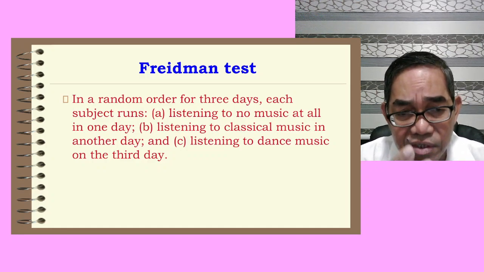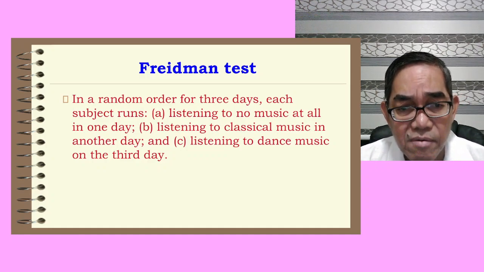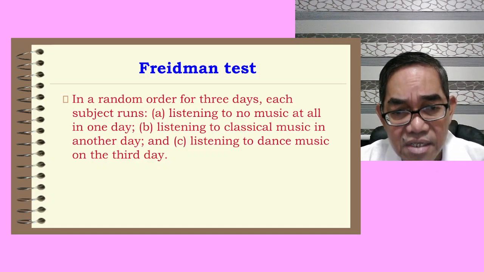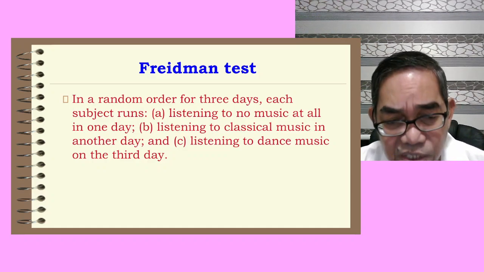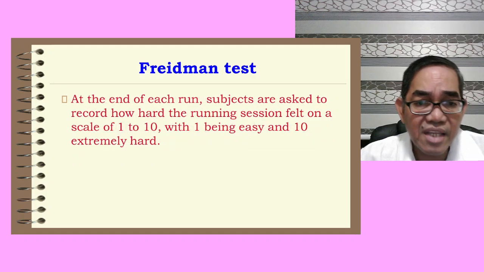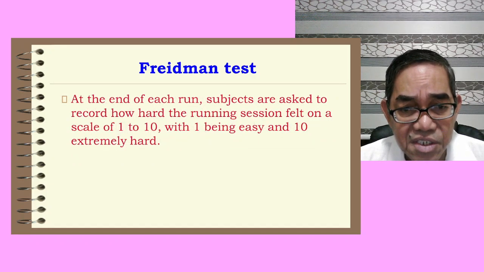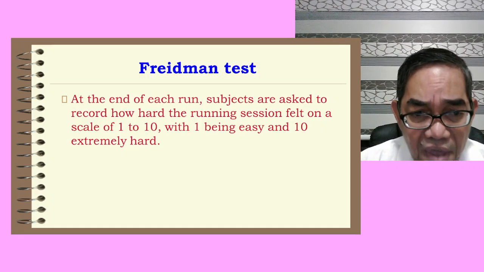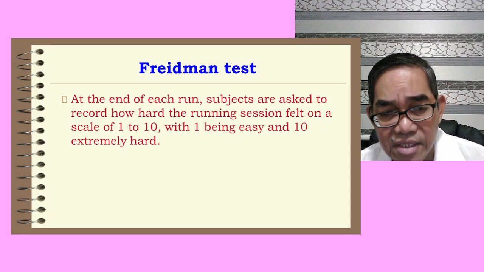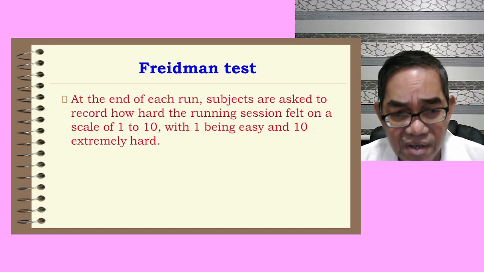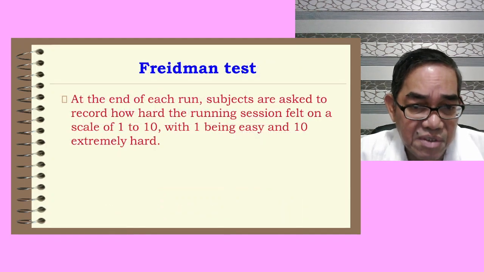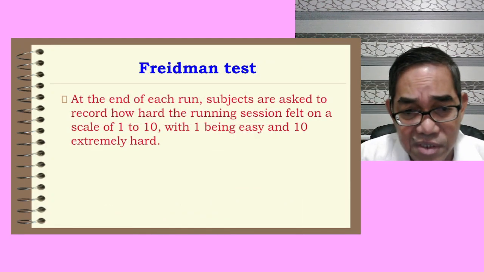and so forth. So each of these 10 participants in a random order for 3 days runs using the 3 different types of music. Now, at the end of each run, each day, subjects are asked to record how hard the running session felt on a scale of 1 to 10, 1 being easy and 10 extremely difficult, extremely hard. Now, when we do a statistical test, we use the Friedman's test.